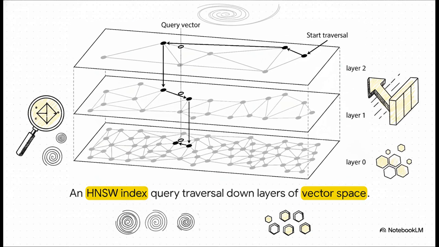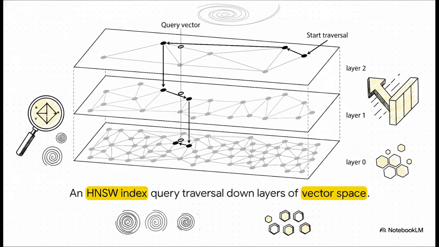HNSW maintains multiple layers of the vector space represented as connected graphs. A query begins at the topmost layer. This layer is heavily thinned out and very sparse, containing only a few key nodes. The system locates the nearest vector in that sparse layer and then drops down to that exact same node in the layer below it. From there, it traverses the connections in that slightly more crowded layer to find an even closer match, drops down again, and repeats the process.